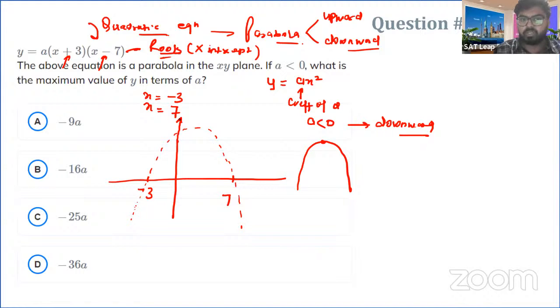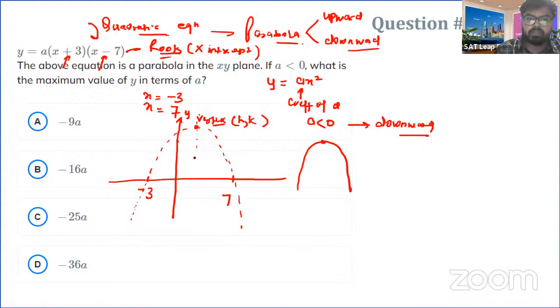Guys, here you have to come. It is talking about the maximum value. So where do you see the maximum value? The maximum value is lying over here, which is called the vertex of the parabola. And the vertex coordinate is given by (h, k). So all you need to do in order to find the maximum value is find the vertex of the parabola. And every parabola is symmetric about the vertex.